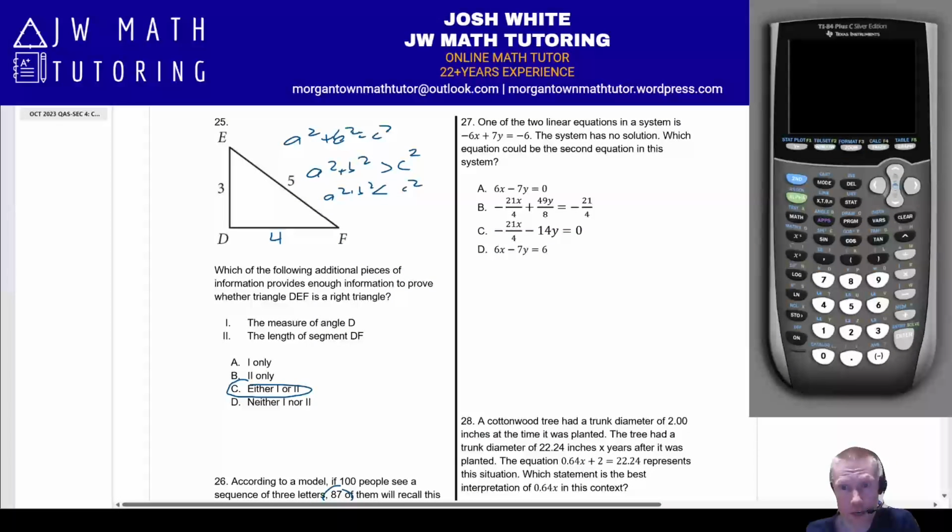All right, now for 27, you're given one linear equation and you're told that it's part of a system which has no solution. So which one could be the other one? So hopefully you're aware that when you have a system of linear equations, if it has no solution, the two equations, if they're both set up in the same format, will have the same multipliers from one variable to another, but a different multiplier for the number that's alone, say, on the right side. So these equations are basically in standard form.